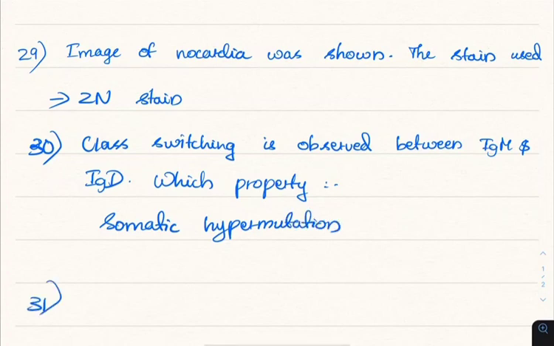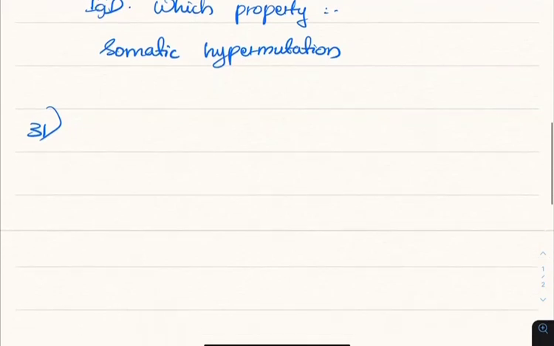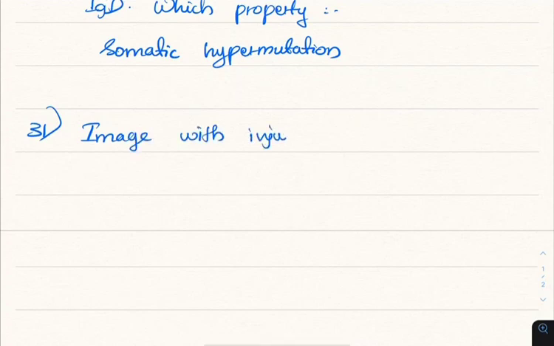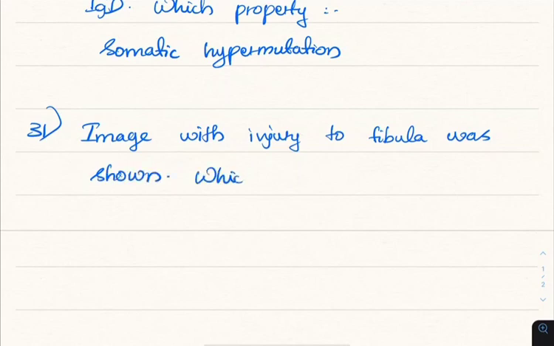Moving on to the next question. An image with injury to fibula was shown and the nerve which gets involved was asked. Which is the nerve involved? So the answer to this is common peroneal nerve.